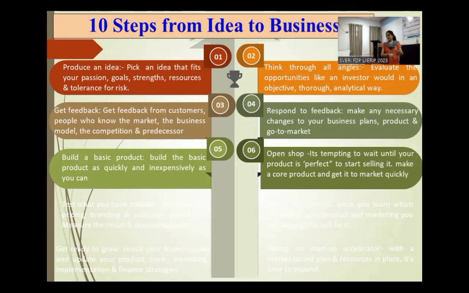Then open a shop, as I told you, or online websites are there. You can put your product there, so you will get a lot of reviews. It is tempting to wait until your product is perfect to start selling it. Make a core product and get it into the market. म्हणजे काय करणार आहे? You are opening like a shop. लोकांना रिव्ह्यू विचारणार आहे, कारण आपल्या जवळचे लोक काय करणार आहे? They will give a good review, because we have been working on that for a long time. So definitely they will. So you have to get criticism. That means open a shop for criticism.